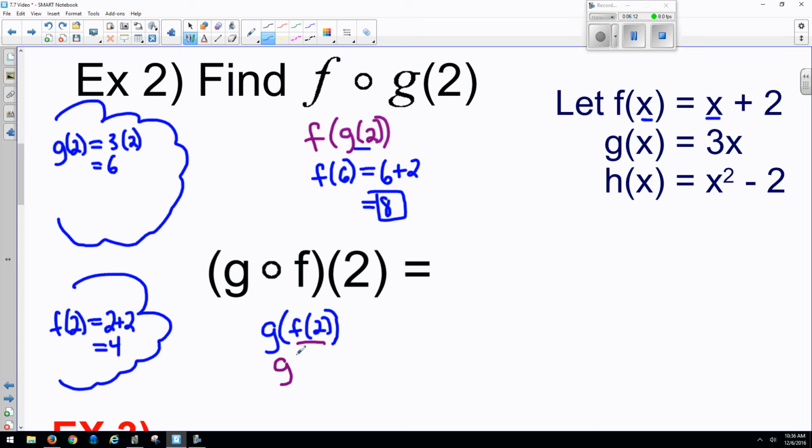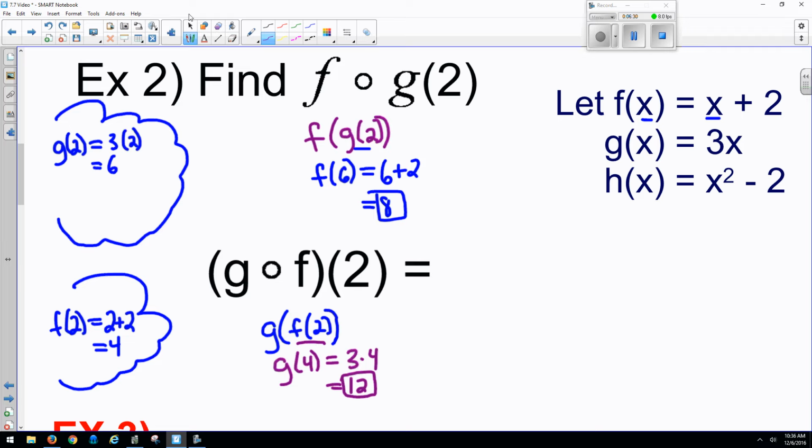So I want to figure out g of 4. So I'm going to look to the g function and see that g of 4 would be 3 times 4, which is 12. So g of f of 2 is 12. Work from the inside out.